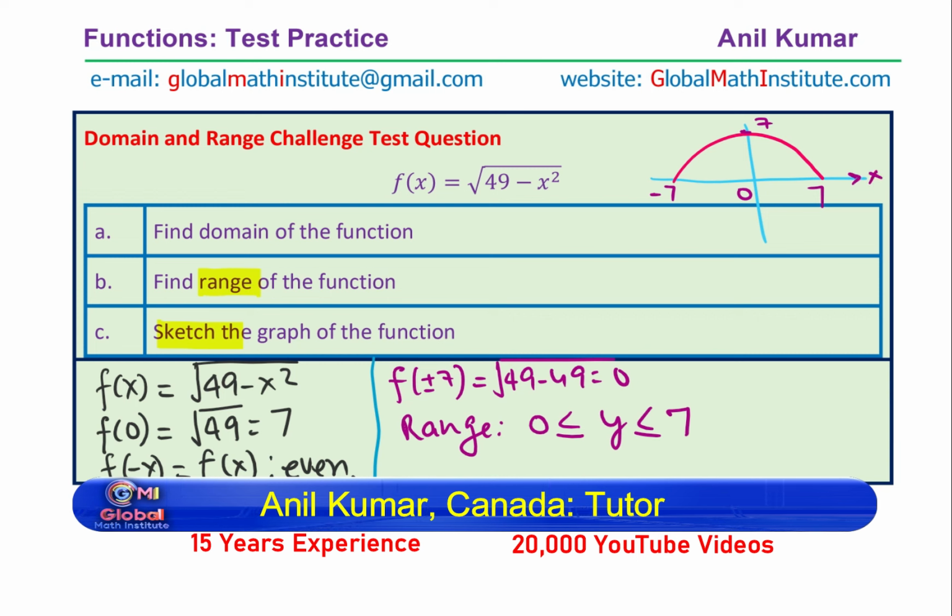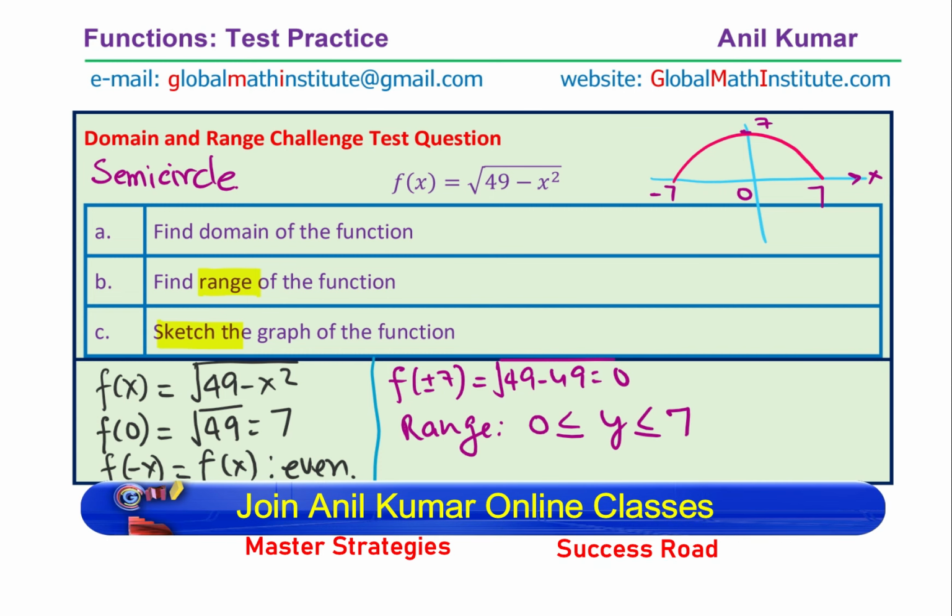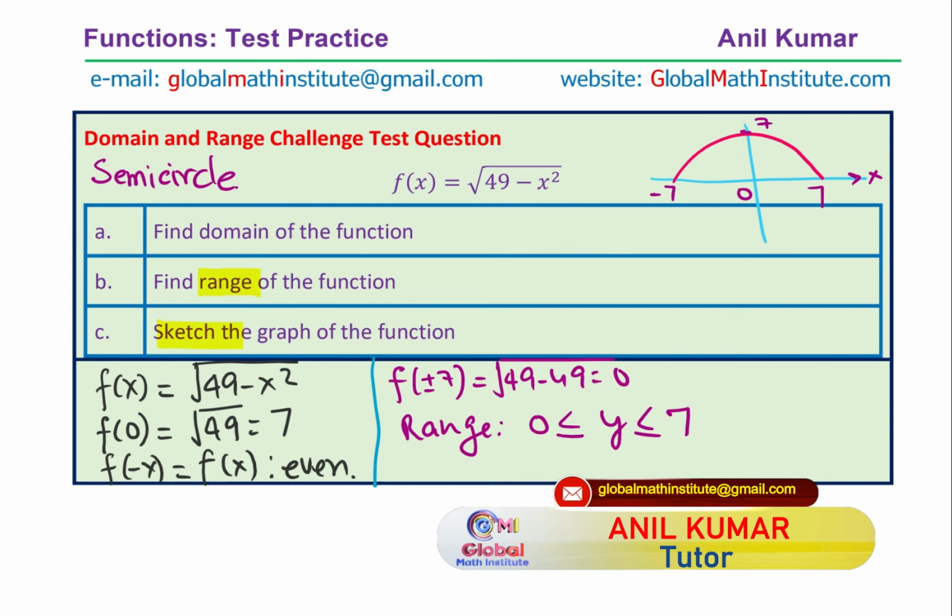Make sense? Correct? So this is a semicircle. So let me write down here. We're talking about a semicircle. Semicircle is a function which could be represented like this. And general equation will be, instead of 49, we'll have r squared, right? So I hope with this, you get the whole concept of the type of function we are working on. And also, how do we find its domain and range, and how do we sketch it?